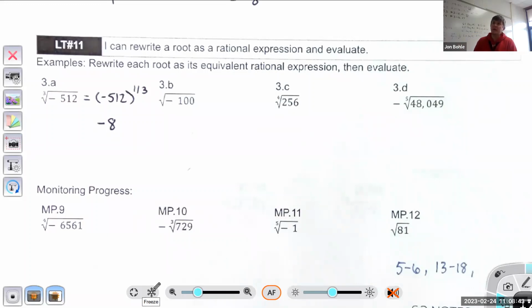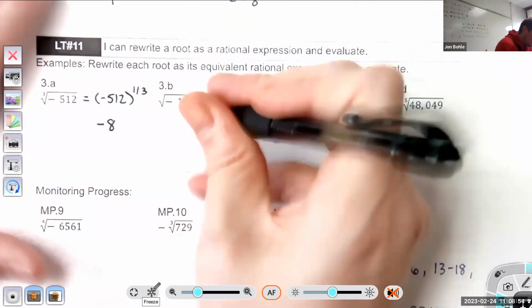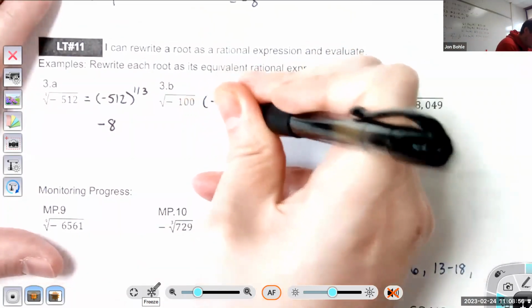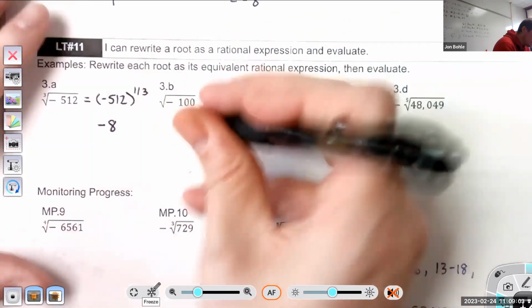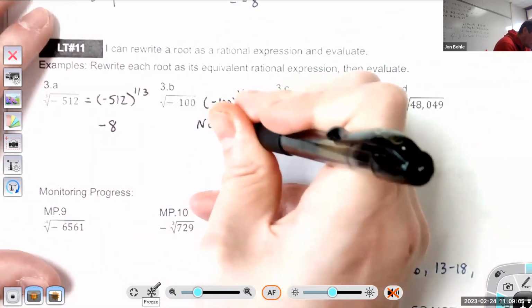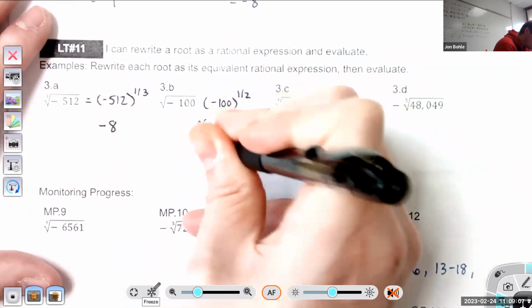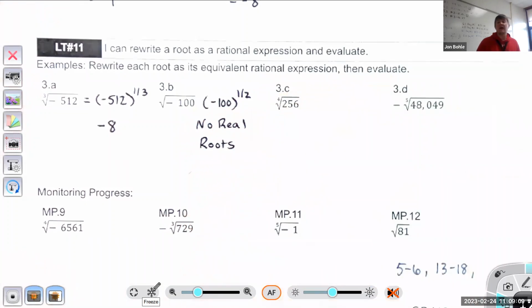Okay, 3b. What's 3b? What's the base? What's the exponent? Where's my parentheses? This is going to be -100 in parentheses to the 1/2 power. And yes, this is going to be no real. For the sake of this class, you cannot take the even root of a negative number.